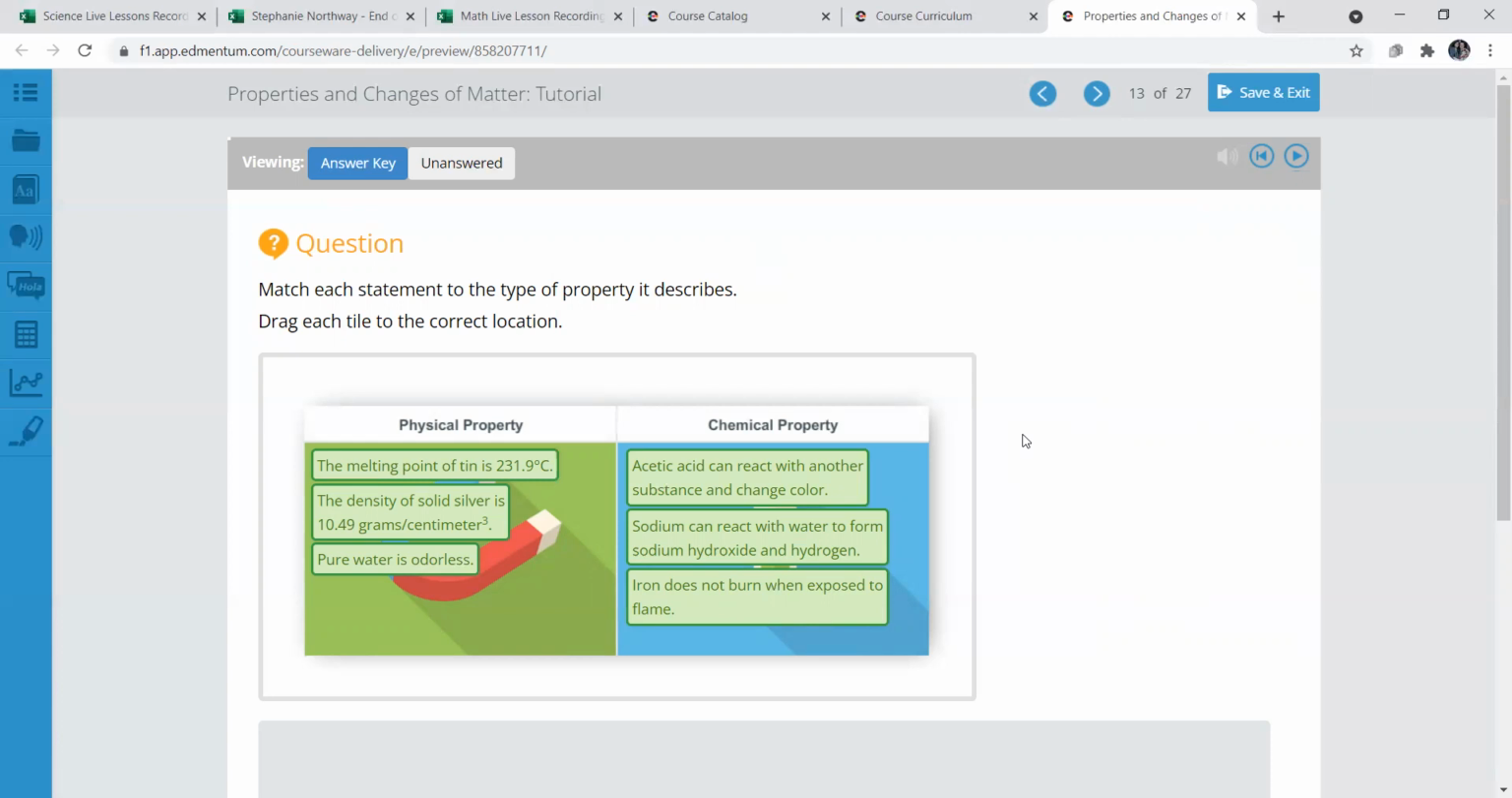Chemical properties are a little different. Let's get into that real quick. Acetic acid can react with another substance and change its color. So the substance is changing into something else; you'd have to have a reaction take place for a chemical property. Sodium can react with water to form sodium hydroxide and hydrogen. So again, another reaction is taking place to form two different things: sodium hydroxide and hydrogen. Iron does not burn when it is exposed to a flame. Interesting, but true.